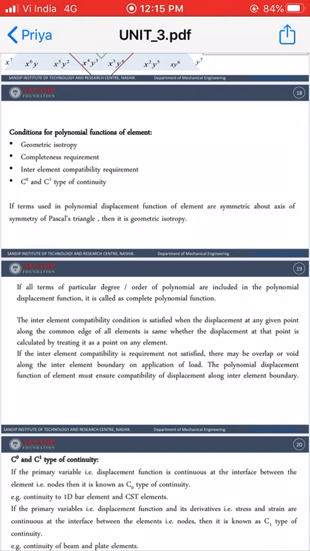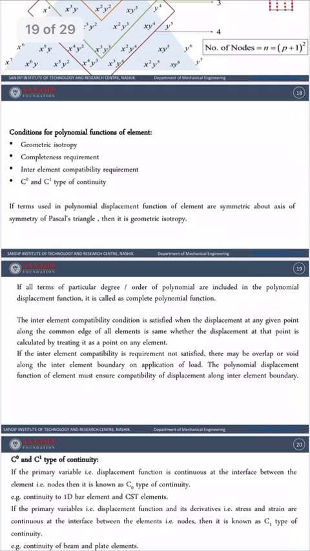So if we need to satisfy the constant strain rate condition, we need some terms in our polynomial shape function which will cause all points in the element to experience the same strain. So this is about your constant strain rate condition. For the rigid body condition, we need terms which will cause the same displacement, but for constant strain rate we need terms which will cause the same strain in the element.